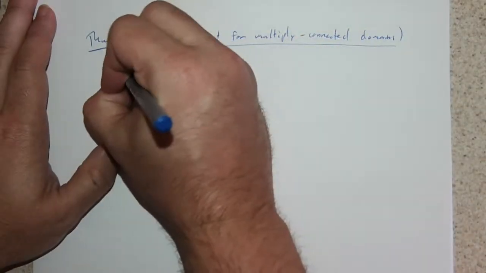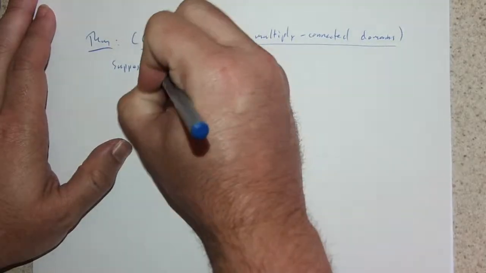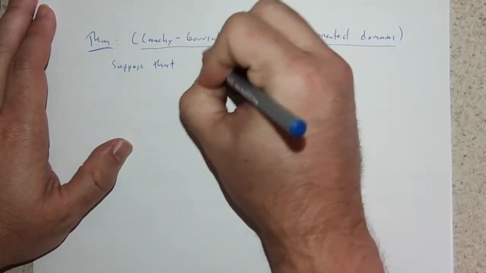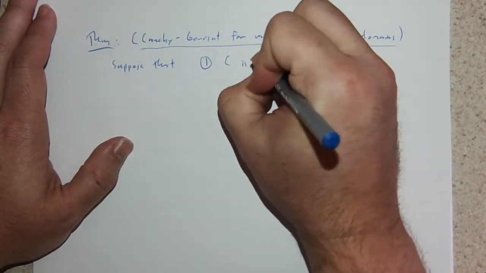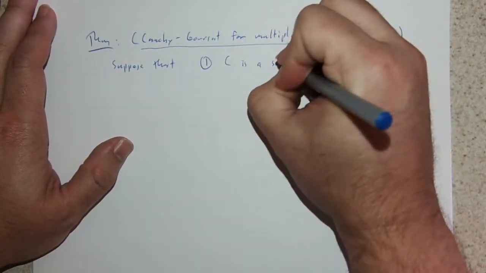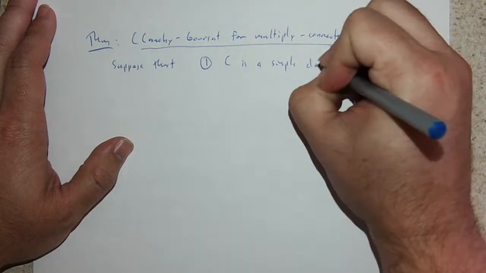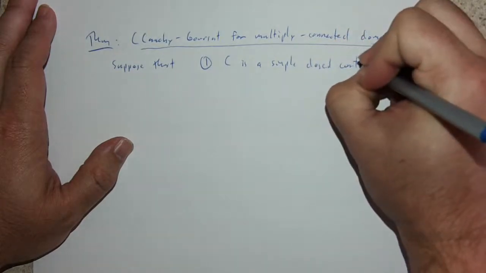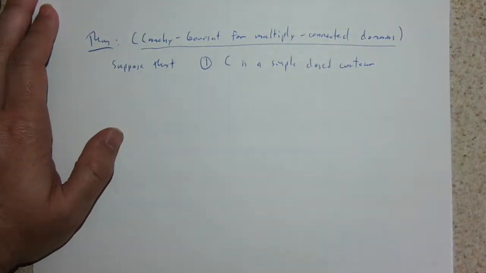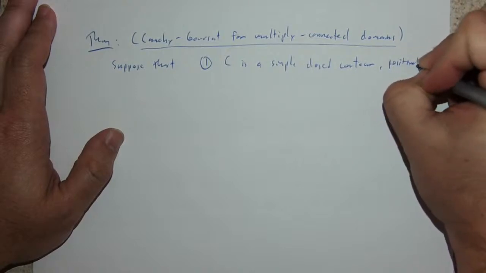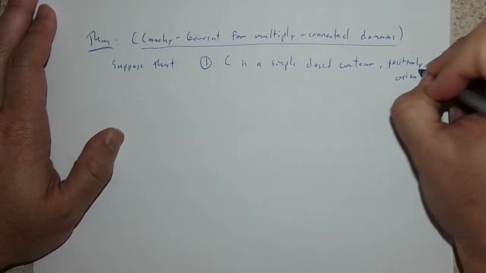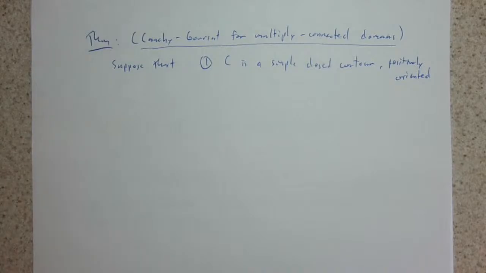Okay, so we have two assumptions. So suppose that one, C is a simple closed contour, positively oriented. So that means oriented counterclockwise.